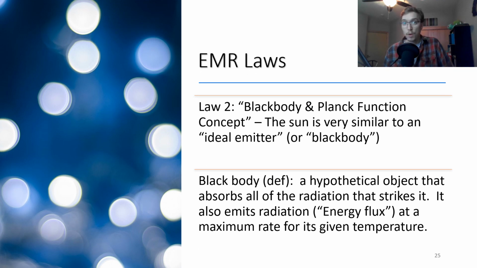Law number 2, blackbody and Planck function concept, says that the sun is very similar to an ideal emitter, or blackbody. A blackbody is a hypothetical object that absorbs all of the radiation that strikes it. It also emits radiation at a maximum rate for its given temperature.